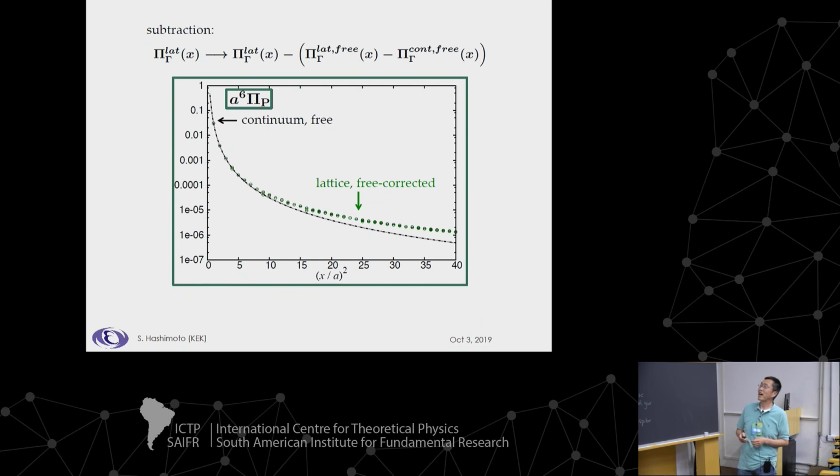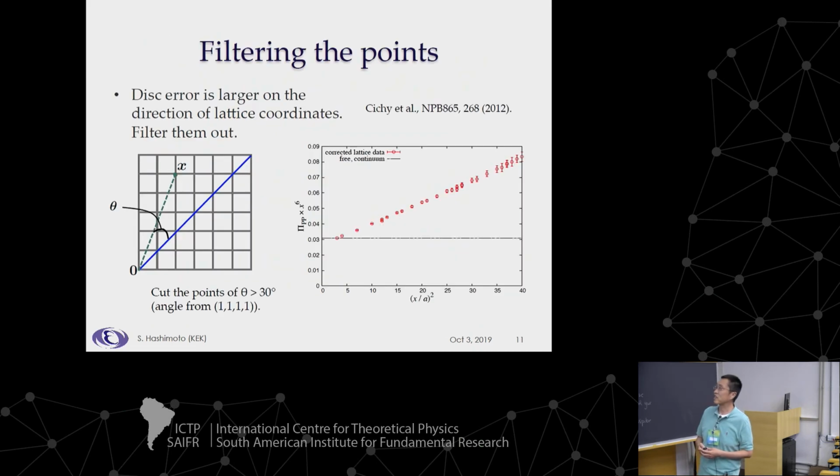So the simple idea is to subtract the known discretization effect by taking the difference between the lattice and the continuum in the free case, and subtracting this piece from the lattice data. Then we obtain this type of smooth function that we can compare with the experimental data. But this is still a logarithmic scale. So if you look at the very details, you still see the large discretization effect.